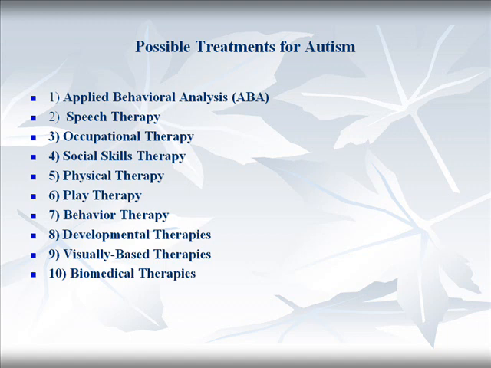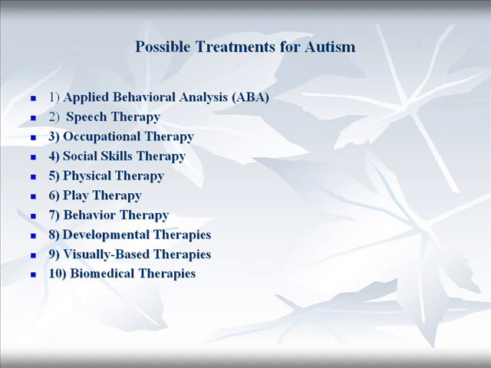9. Visual-based therapies. Many people with autism are visual thinkers. Some do very well with picture-based communication systems such as PECS, Picture Exchange Communication. Video modeling, video games, and electronic communication systems also tap into autistic people's visual strength to build skills and communication.